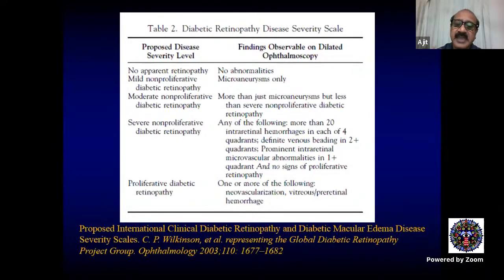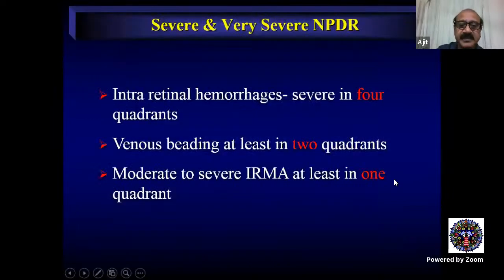So while examining the fundus, you should look for all these lesions, which I have shown you, how they look like. Proliferative diabetic retinopathy, I will not be dealing with in great detail here. It will be dealt with in the next class, probably during next week. One or more of the following, like neovascularization, vitreous hemorrhage, or pre-retinal hemorrhage. If they are there, then it will be called proliferative diabetic retinopathy.